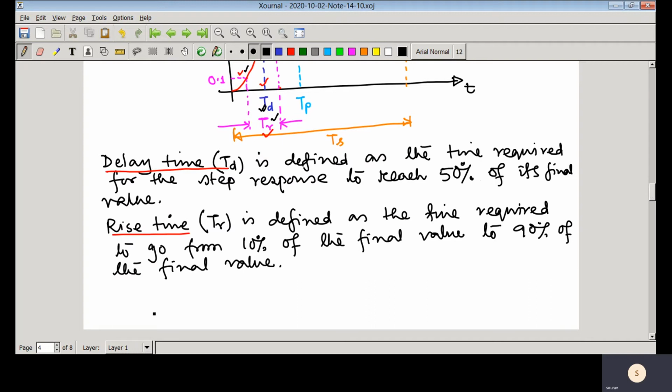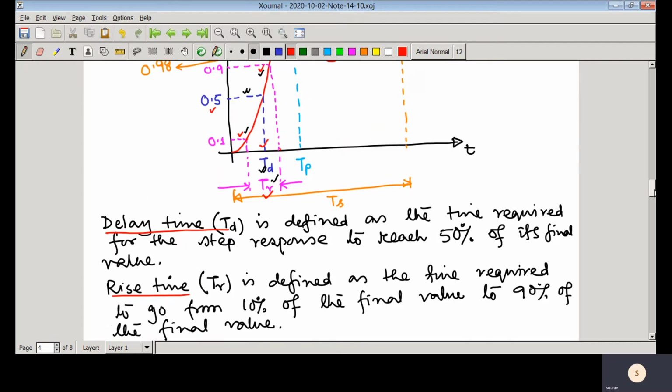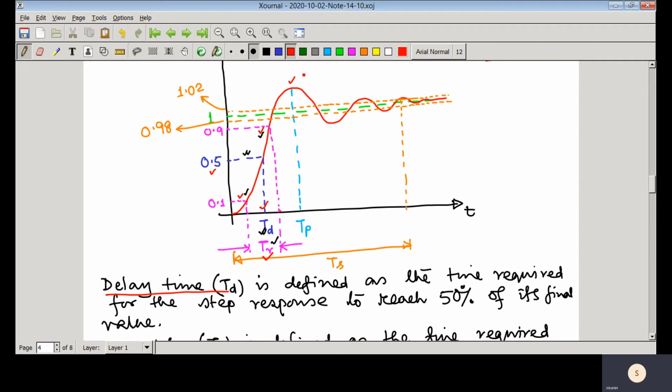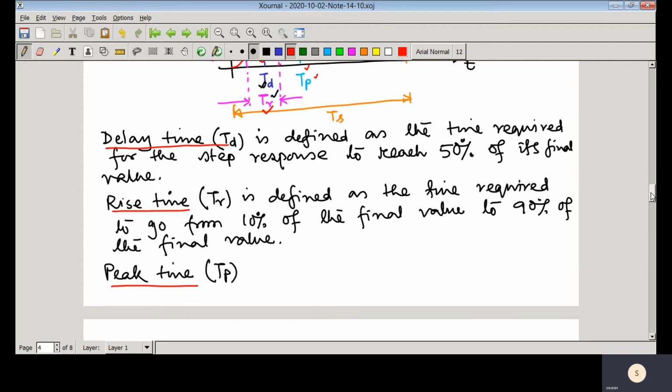And then what is peak time? Whenever you apply a step input, you have the first peak, second peak, third peak, fourth peak, like that. The peak time is associated with the first peak. That means the time required to reach the first peak of the time response is called the peak time.